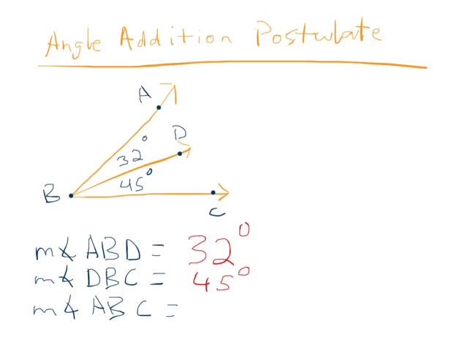Now, if you look at the large angle, angle ABC, well, the measure of that angle would simply be the addition of the 2 smaller angles. So if I add 32, this small angle, plus 45, this small angle, I'm going to get the measure of the large angle, which would be 77 degrees. And that is the angle addition postulate. It simply says we can add the 2 small angles to equal the larger angle.